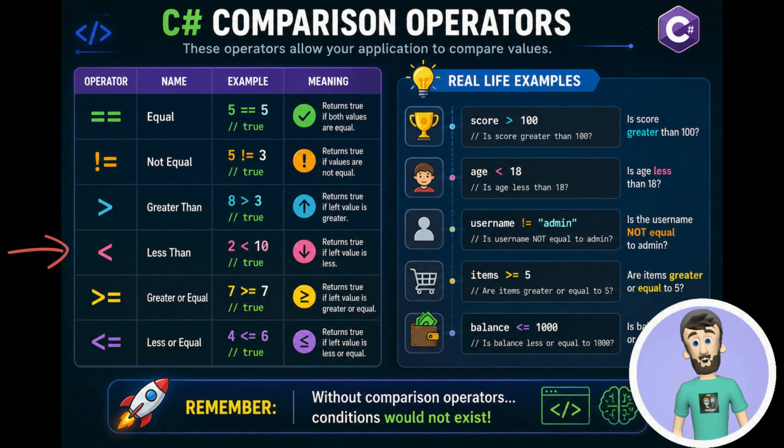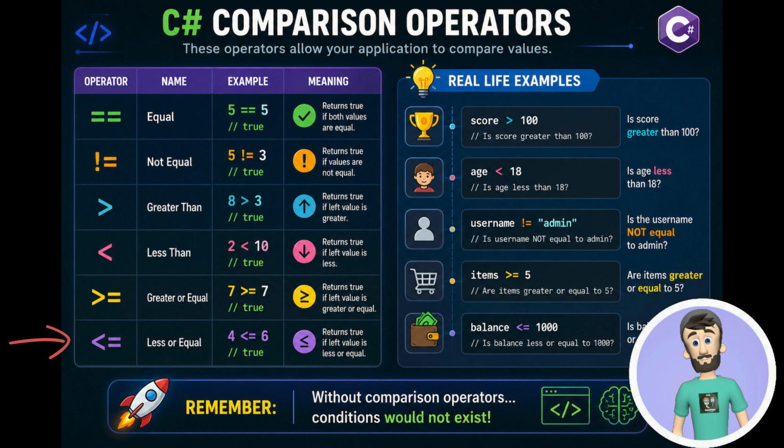Again, real-world programming logic. Now we combine equality with comparison. This means greater than or equal to. For example, is the age greater than or equal to 18? If yes, allow access. And finally, less than or equal to. For example, is the battery level less than or equal to 5%? If yes, activate power saving mode. And this right here is the moment where programming starts feeling real. Because now your applications can actually think.